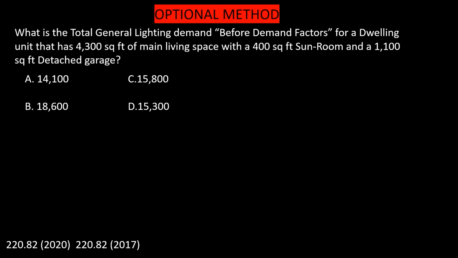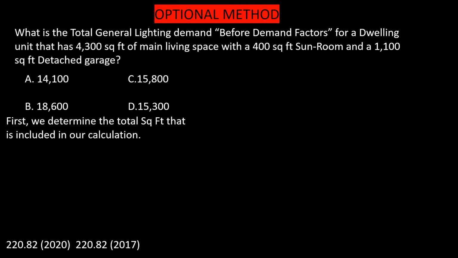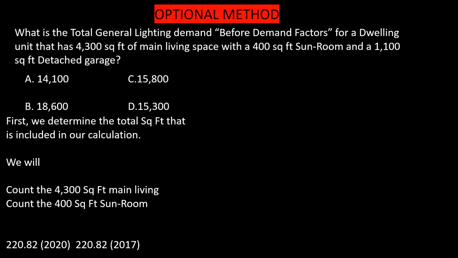So let's go ahead and just refresh. What is the total general lighting demand before demand factors for a dwelling unit that has 4,300 square foot of main living space, a 400 square foot sunroom, and an 1,100 square foot detached garage? So we're going to total the total square foot in our calculation. We will count the 4,300 square foot of main living space, we're going to count the 400 square foot of sunroom, and we're going to omit the 1,100 square foot of the garage. It's the same principle and the same rules as if we were doing the standard method.